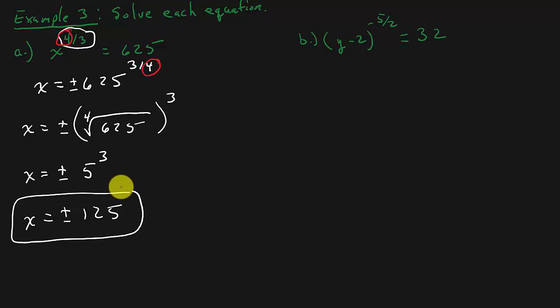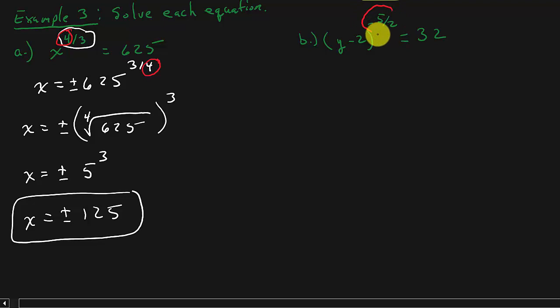So remember, what we're doing is we're raising both sides to the reciprocal of this number. And remember, when I raise this side over here to the reciprocal of this number, I just get this raised to the first power, right? Okay, just like over here. And so y minus 2 to the first power is just y minus 2. And that equals 32 to the negative 2/5.